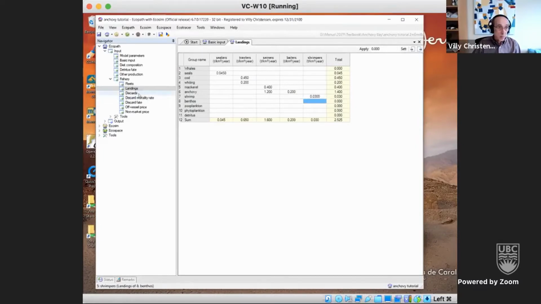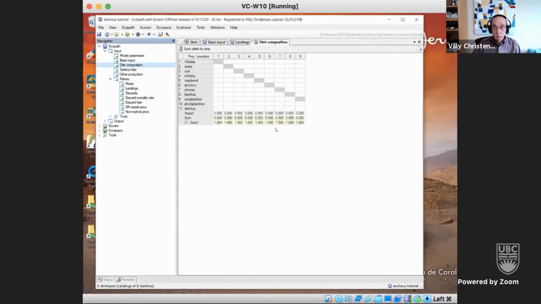The other thing we need now, there's a lot of discards and so on, is the diet composition. So we go up here, diet composition. That's going to be modes. Whereas I'm going to start by writing. It's a little bit annoying, I can't just copy it. Control. That's number one.